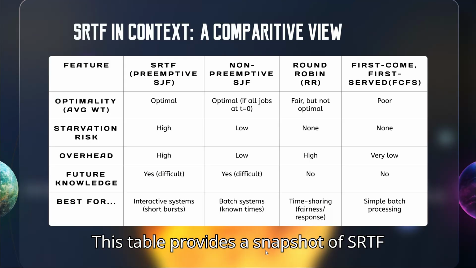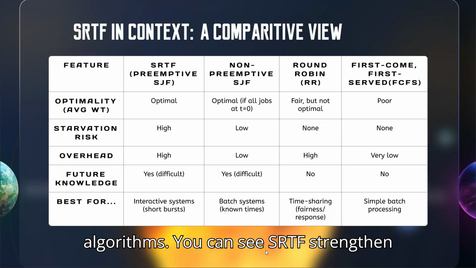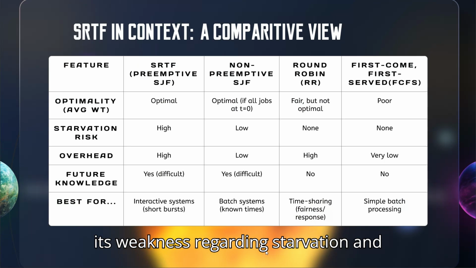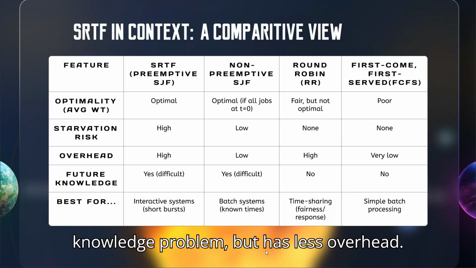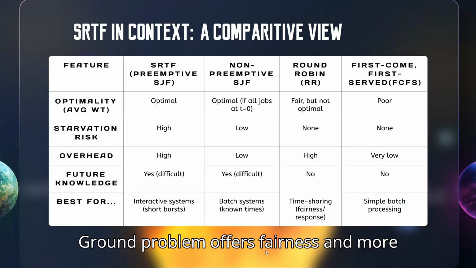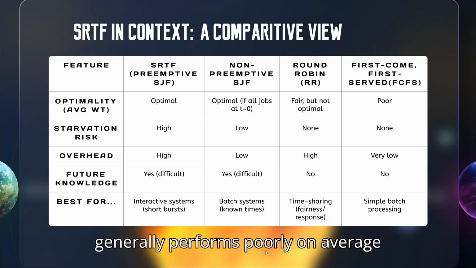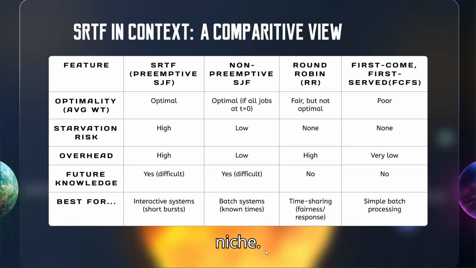This table provides a snapshot of SRTF against other popular scheduling algorithms. You can see SRTF's strength in average waiting time optimality, but also its weakness regarding starvation and its reliance on future knowledge. Non-preemptive SJF shares the future knowledge problem but has less overhead. Round robin offers fairness and no starvation but isn't optimal for throughput. FCFS is simple but generally performs poorly on average metrics. Each algorithm has its own niche.